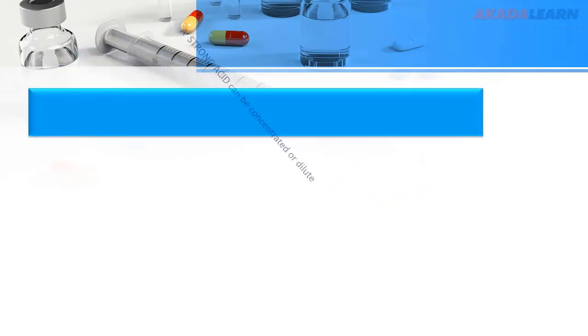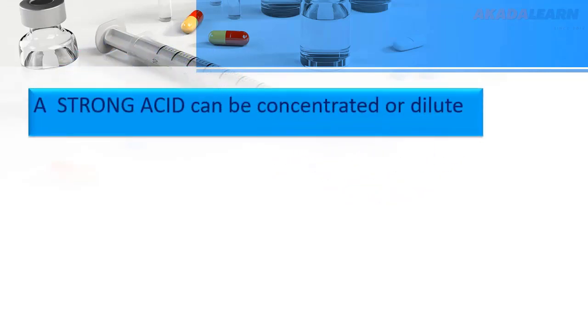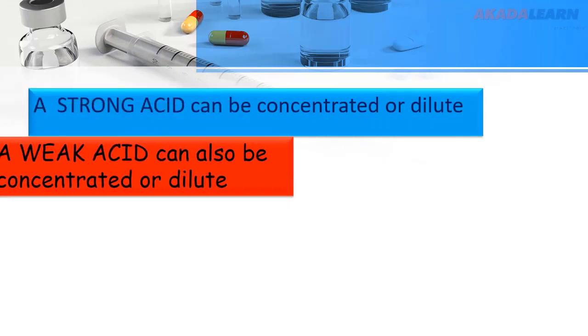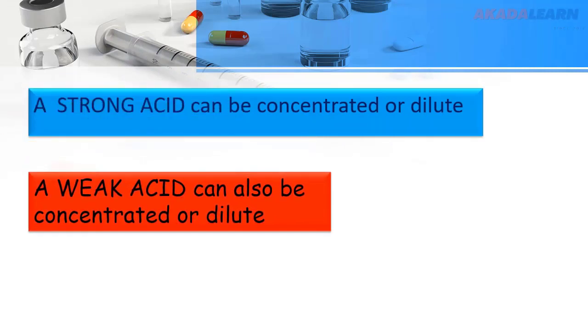Now, for emphasis, I have just told you that a strong acid can be concentrated or dilute, while a weak acid can also be concentrated or dilute. What makes an acid strong or weak is its ability to ionize and produce hydrogen ions. The higher the level of ionization, the stronger the acid.